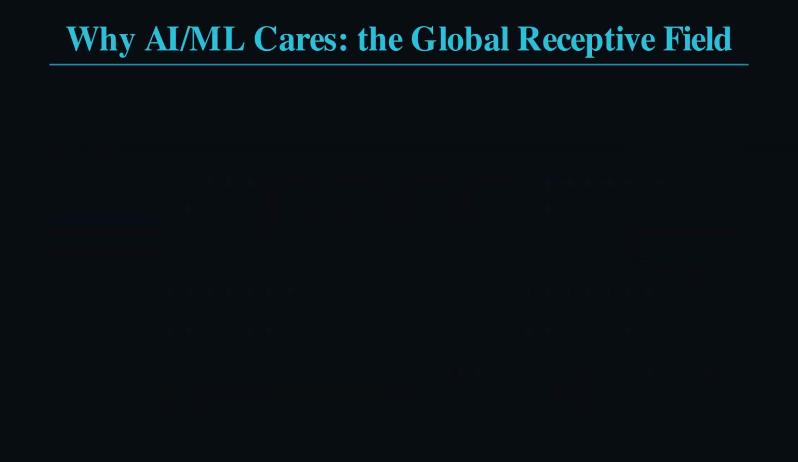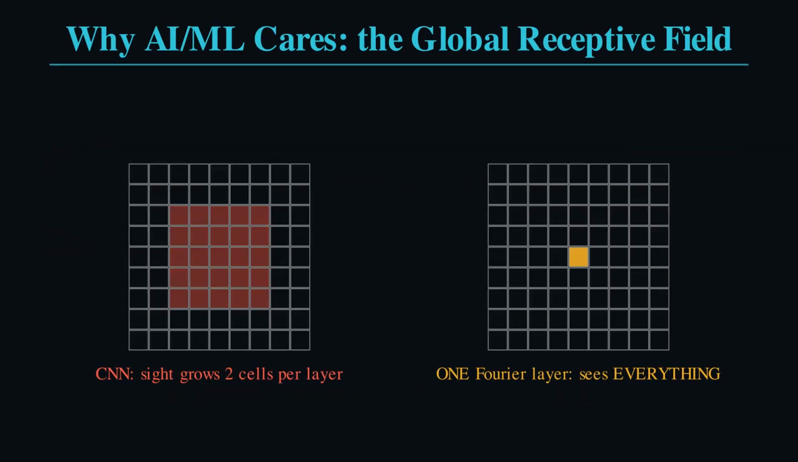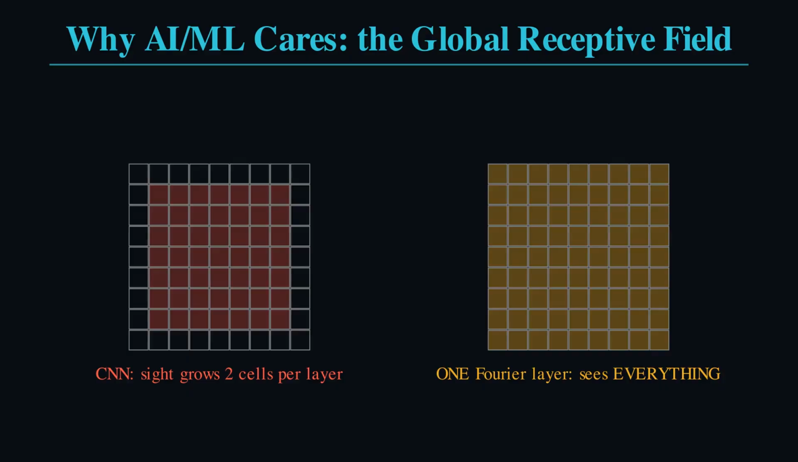And here is why this matters far beyond physics. The paper says it plainly. Operator learning is an image-to-image problem, and the Fourier layer is a drop-in substitute for the convolution layer. Watch the difference. A 3x3 convolution sees only its neighbors, stack layers, and its sight grows just 2 cells at a time. One Fourier layer multiplies in frequency space, so every output pixel sees every input pixel. Immediately, a global receptive field in a single layer, for n log n cost.